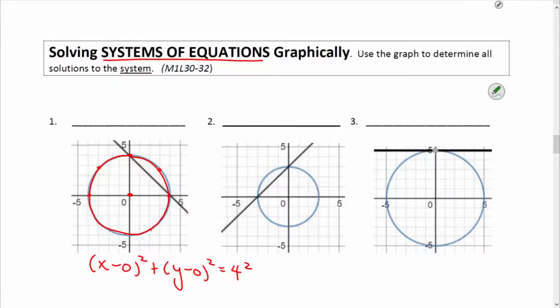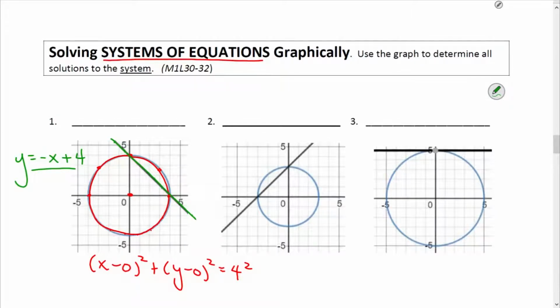Now, this line, as you learned in Algebra 1, can be described by the equation y is equal to, the slope is -1, so negative x, and the y-intercept is 4. So every point on this green line can be described by this equation. Okay. Now, the idea of a system of equations, these two equations, the red one and the green one, is when are they both true at the same time?